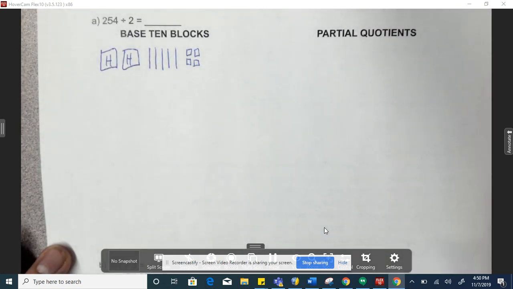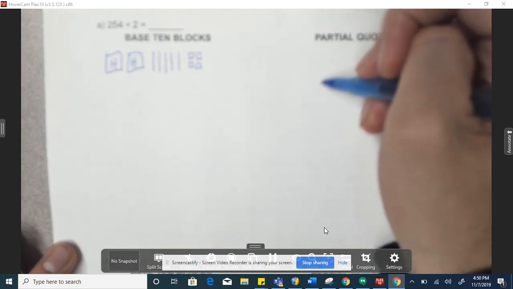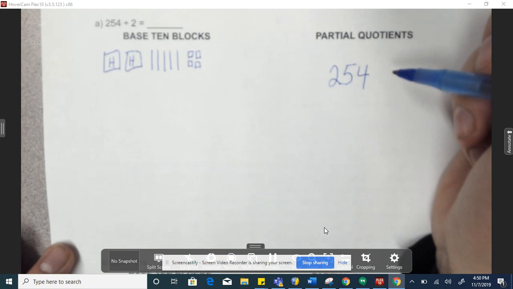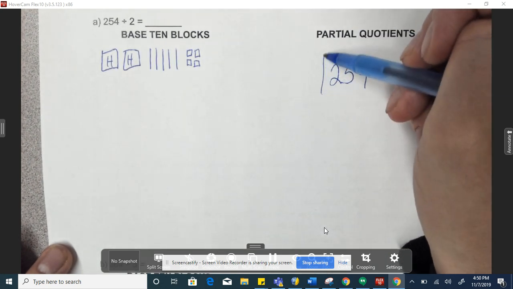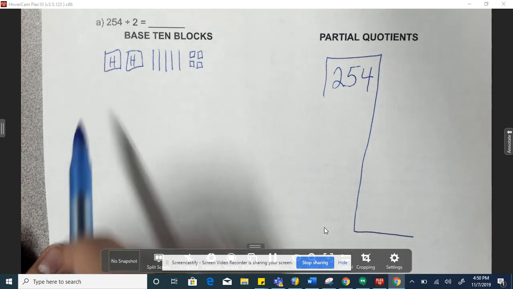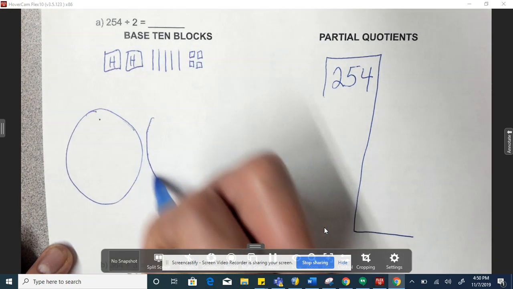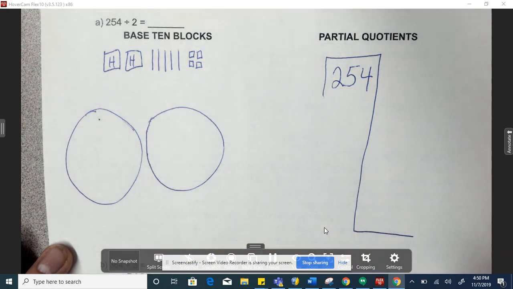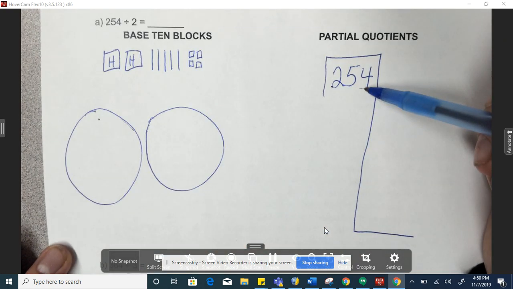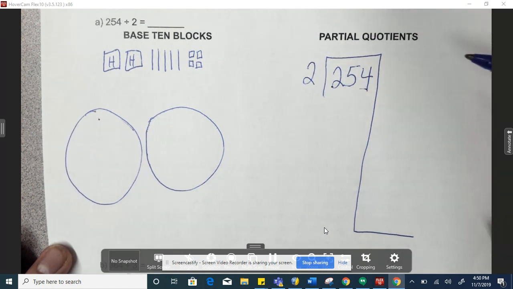I'm going to relate this to partial quotients by writing 254 in the center and then drawing our partial quotient symbol. Now it looks like we're dividing into two groups. So I'm going to be drawing two groups below. And that means that I'm splitting 254 into two equal groups. So I'm going to put 2, since that's our divisor, on the outside.